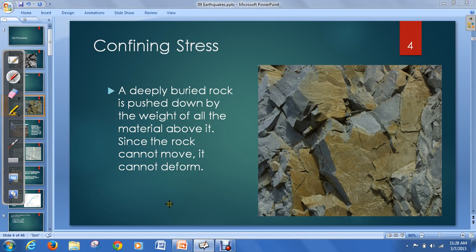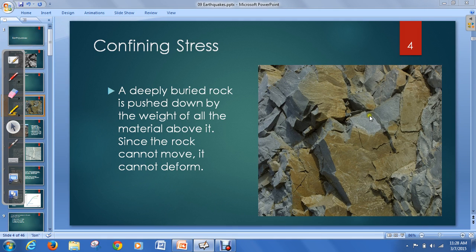Okay, so let's say you have some rock down here and then you have a whole bunch of layers of rock above it, okay? Well, that rock down here has to handle all the weight of all the other rock pushing down on it, right? So it's kind of stuck. It's kind of being pressured on, and it can't move really. This doesn't cause earthquakes because there's no deformation, there's no movement. Okay, but this type of stress can change the rock.